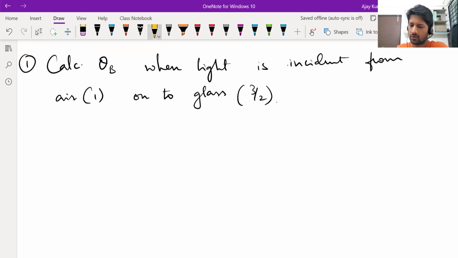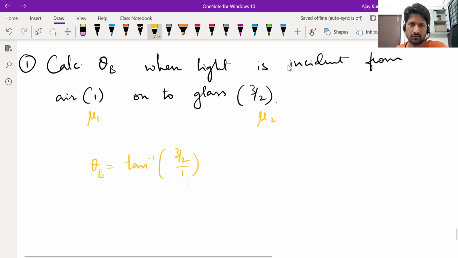See, light is incident from air onto glass. So this will be mu1 and this will be mu2. Direct application of the formula. The answer will be tan inverse of mu2 by mu1, 3 by 2 divided by 1. So tan inverse 3 by 2, that's all. You don't have to tell the exact angle. Is this clear?